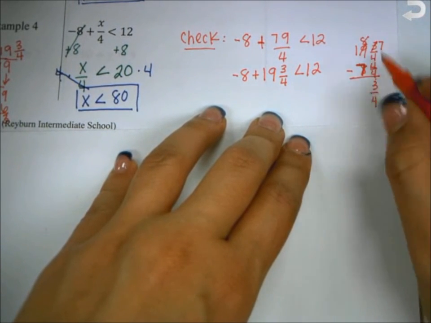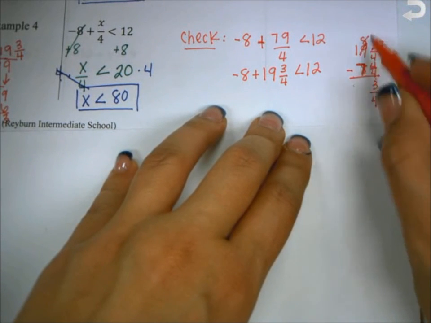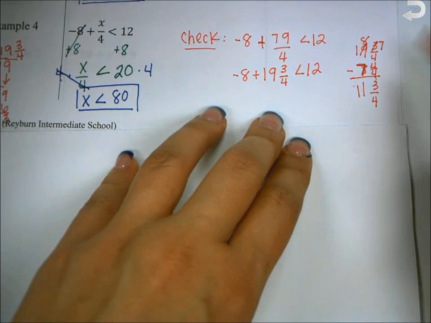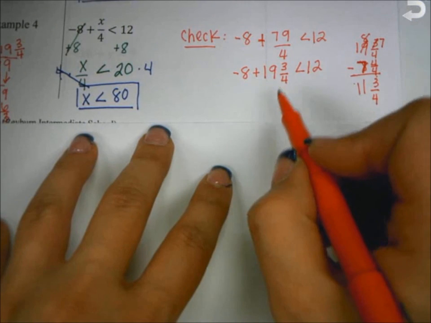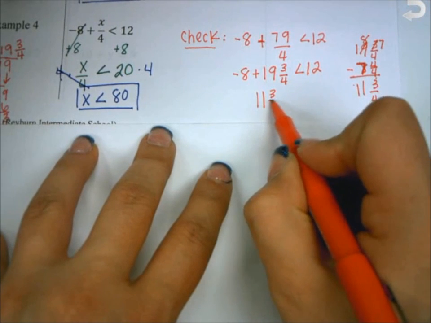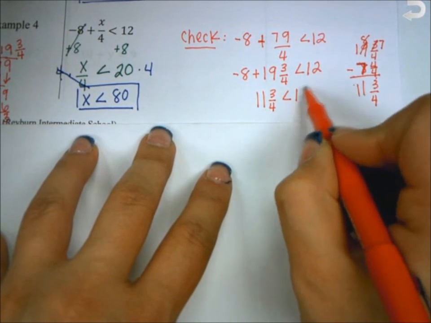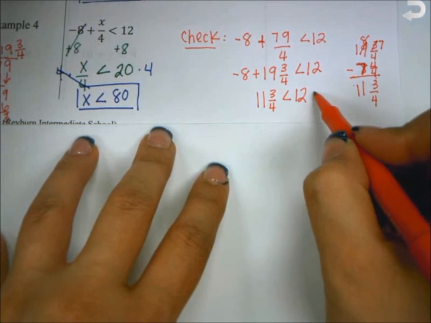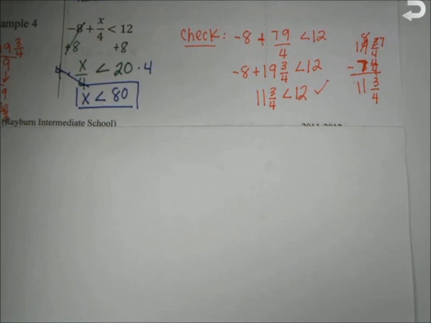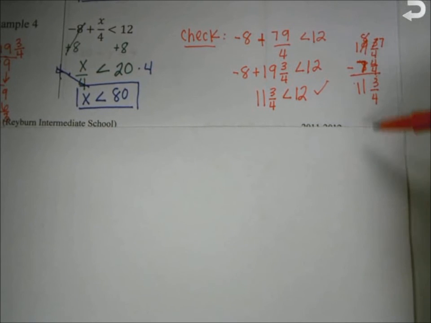11 and 3/4. Is 11 and 3/4 less than 12? Yes. So we did get the correct answer. Good job, you guys. I'm impressed. Could we have also just subtracted the whole numbers and brought the 3/4 down? Why don't we do that? This is a little easier. We could have.